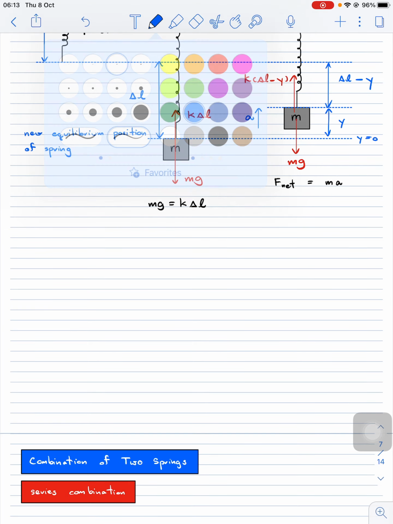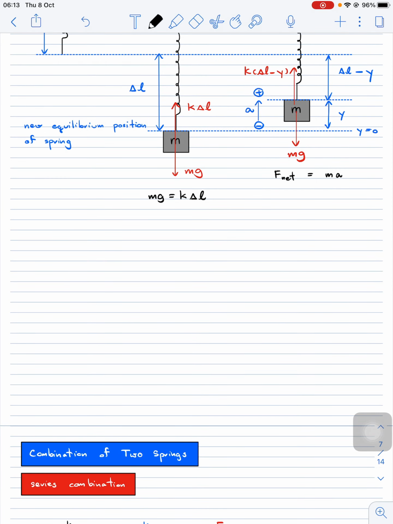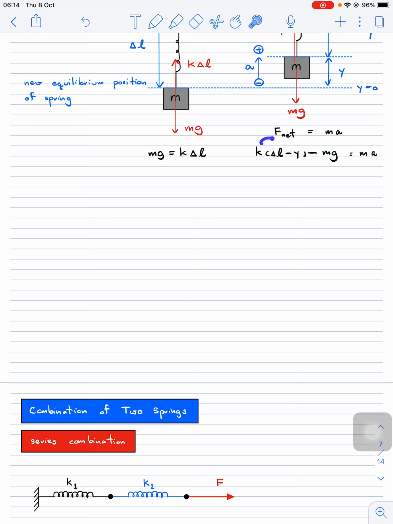Then the net force equals the mass m times the acceleration. Again, let me make going up positive and going down negative. Then our net force equals k times delta L minus y, and then minus mg, because this is going up and this is in the downward direction, equal to m times a. Now let's push the k into the parenthesis: k times delta L minus ky minus mg, equal to m times a.